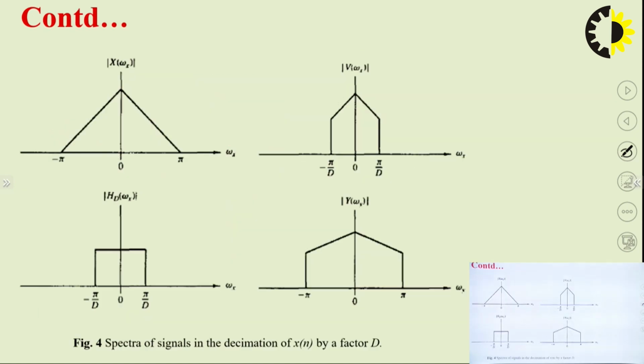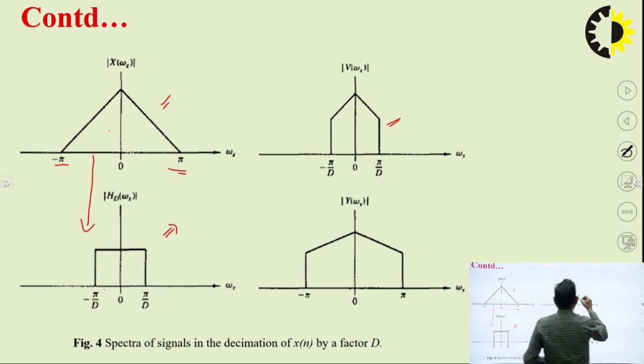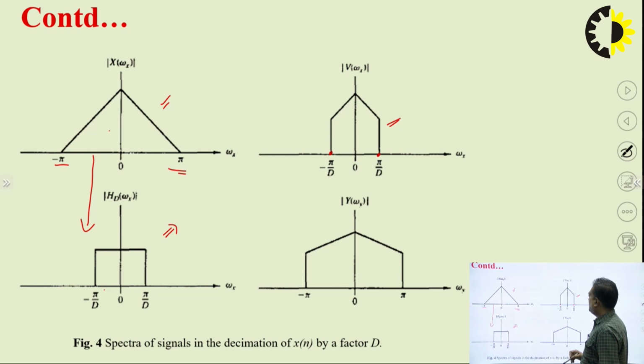So we can see the spectra using this. This is the input signal spectrum, which is band limited between minus pi to pi. Then we take a low pass filter, or anti-aliasing or decimating filter, lying between minus pi by d to pi by d. The magnitude is that of an ideal filter. When we pass this signal through this filter, we get the output V(omega x). So the magnitude of V is this multiplied by this, and it lies between minus pi by d to pi by d due to the filter. Then we do the downsampling.